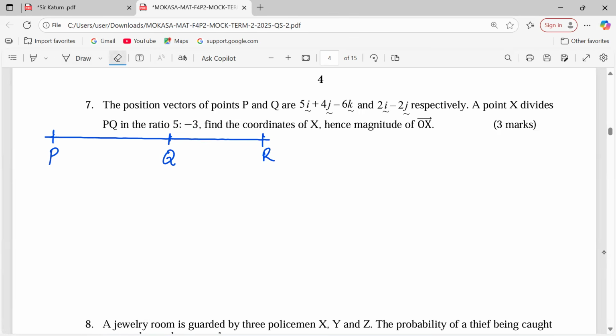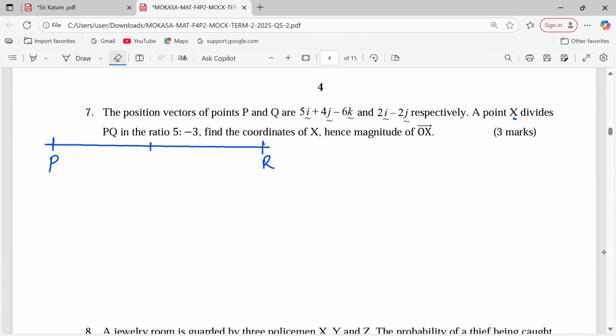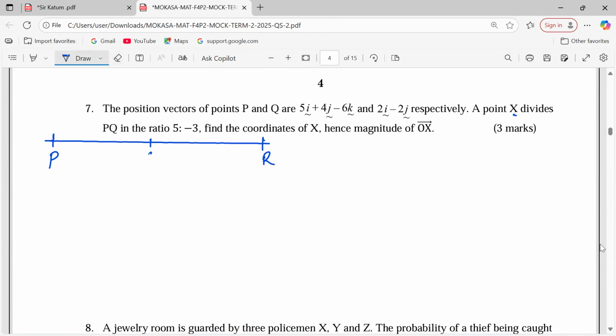Let's get to the interpretation of the ratio. Interpreting this ratio, which is 5:3, this means it is x, this point x, sorry. We are having points P, Q, and x. Then point x is the external divider.